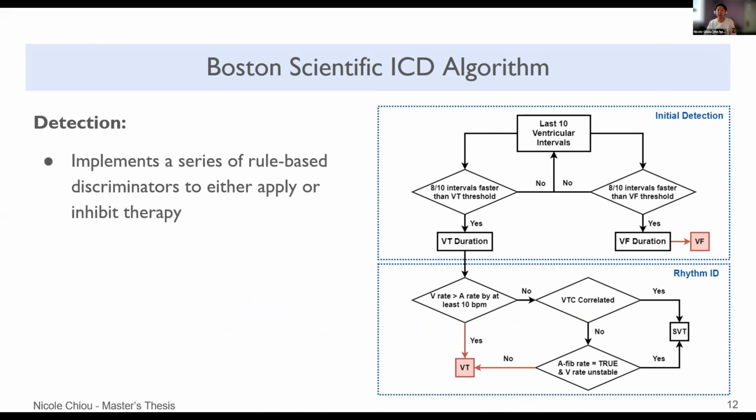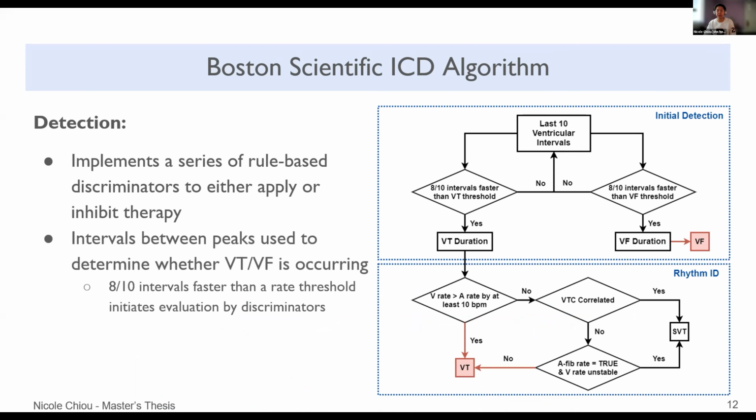The detection pipeline takes the intervals measured between peaks of the sensing algorithm and uses rule-based discriminators to determine whether VT is present. The Boston Scientific algorithm simulated has a two-zone configuration, meaning that it differentiates between VT and an even faster and more dangerous rhythm, ventricular fibrillation, or VF. Each of these zones has its own rate threshold used to categorize the current rhythm.